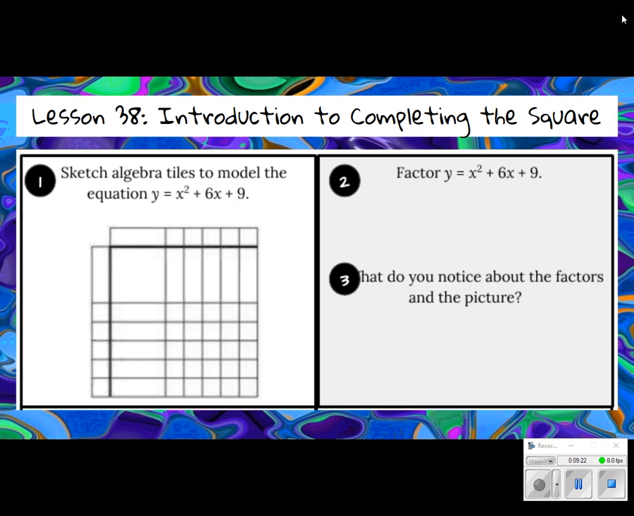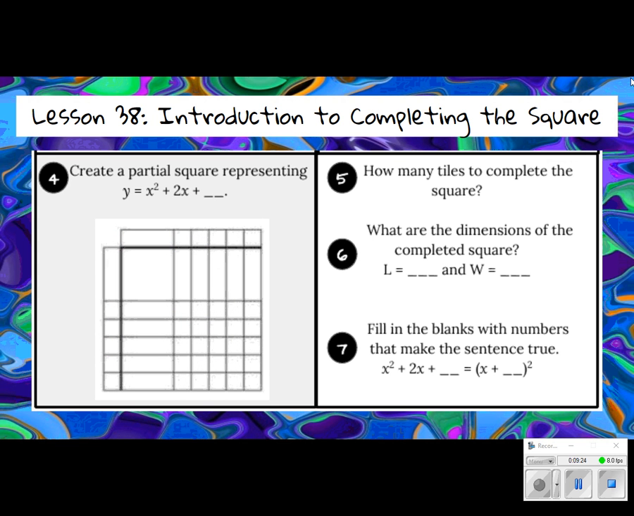All right, so we're going to build off of that. Here, we only have a partial square represented. We are missing something, and what you're going to be missing on these is the constant. So we need to figure out for number 5 how many tiles to complete the square. So we're going to start building this. We've got an x squared, so let's go ahead and shade that in.